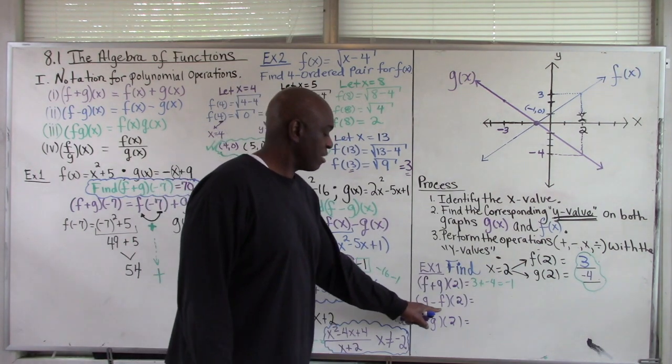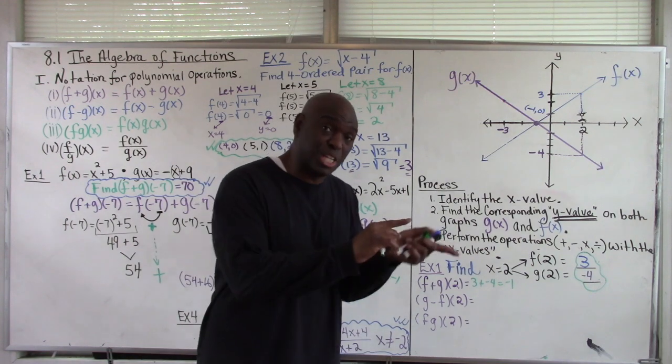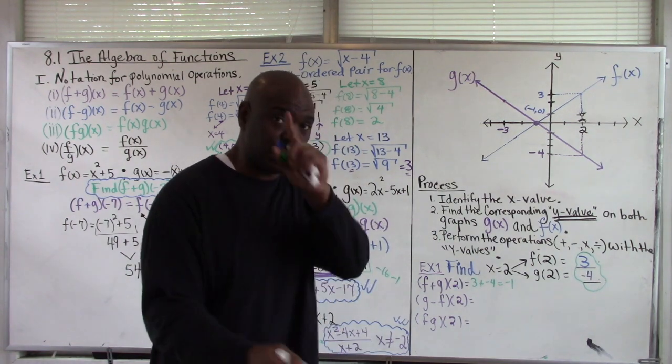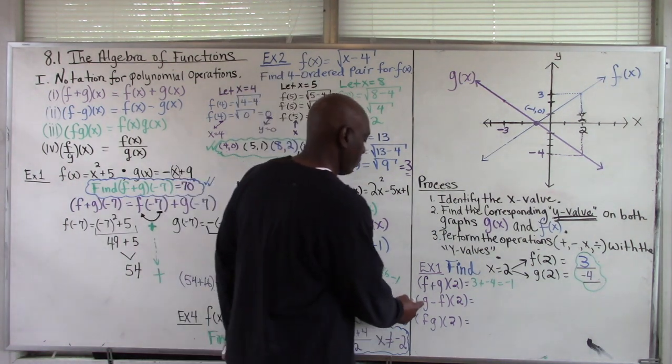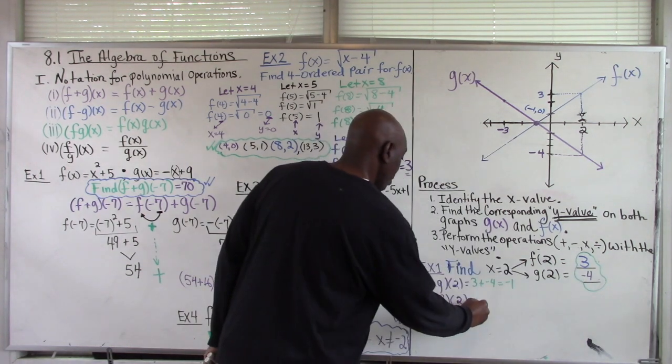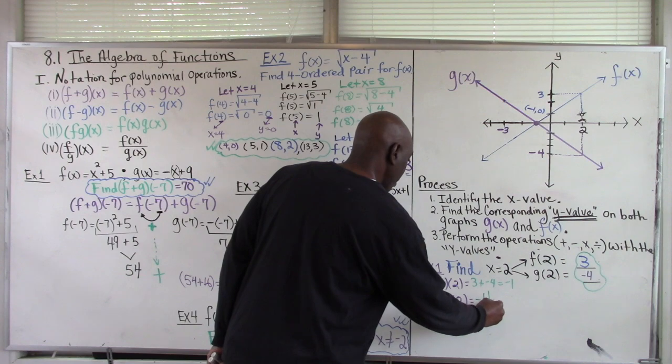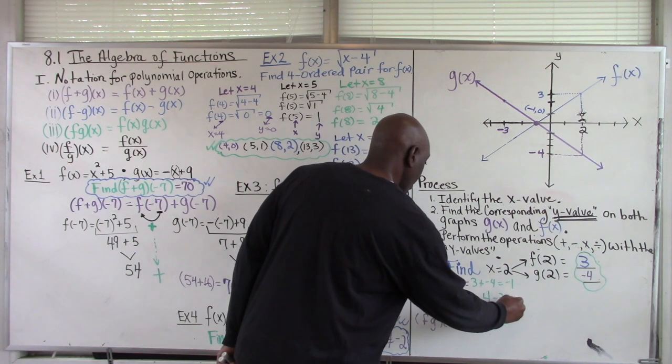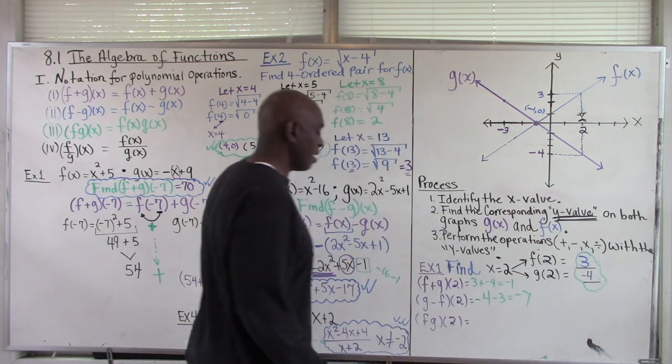How about g minus f? Notice this time it's g minus f, not f minus g. G comes first. The y value for g is negative 4. So it's going to be negative 4 minus 3, which is negative 7.